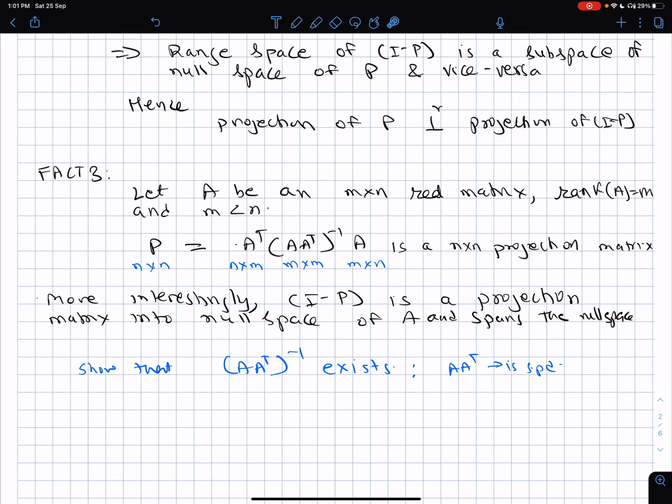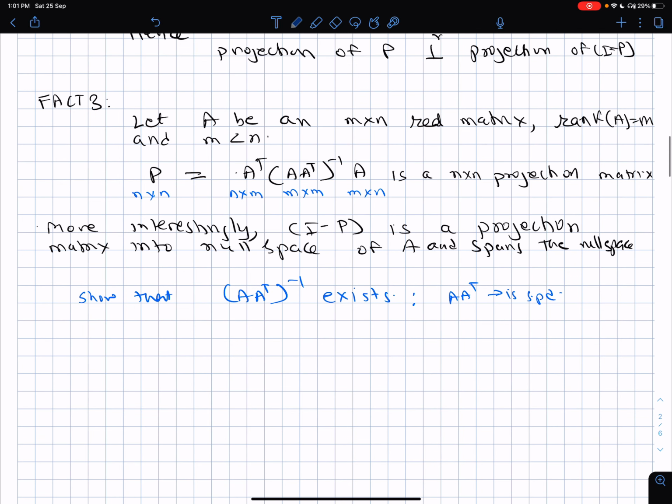Next is to check if it is symmetric, because the first property is that it should be symmetric. And you can easily see that this matrix is symmetric. You take transpose of it, this A will come as A transpose, this A transpose will go as A here, and here it will become A transpose inverse whole in transpose of that. But because A transpose is a symmetric matrix, its inverse is also a symmetric matrix. So the transposition of it is going to be the same matrix. In other words, this matrix is a symmetric matrix.